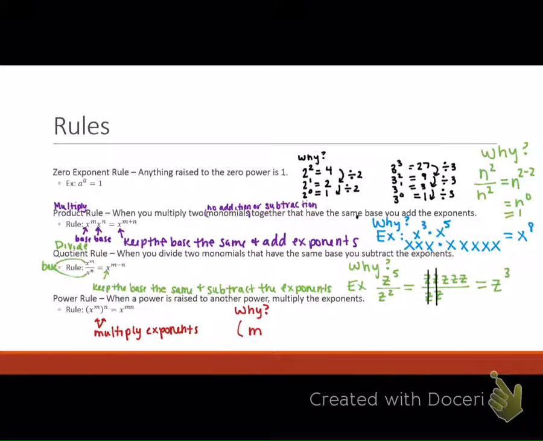So if I do m to the 3rd squared, we know that m to the 3rd means we list out m 3 times, right? You guys agree with that? So if we're squaring something, that means we list it out twice. So 3 times 2 is 6, correct? How many do we have here? 6. So that's exactly why you multiply when you have that situation.